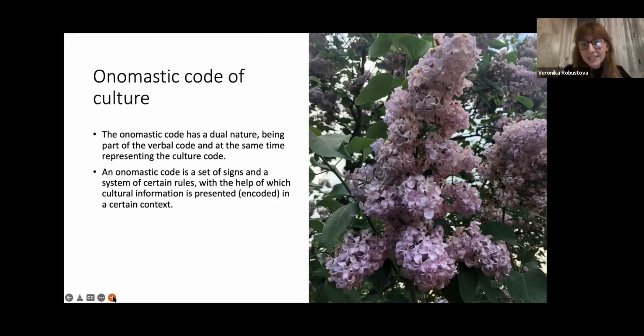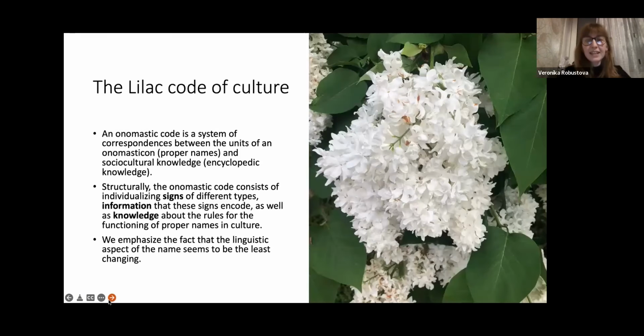And an onomastic code is a set of signs and a system of certain rules with the help of which cultural information is presented or encoded in a certain context. An onomastic code is a system of correspondences between the units of an onomasticon, or between the units of proper names, and socio-cultural knowledge, the so-called encyclopedic knowledge. Structurally, the onomastic code consists of individualizing signs of different types, and information that these signs encode.